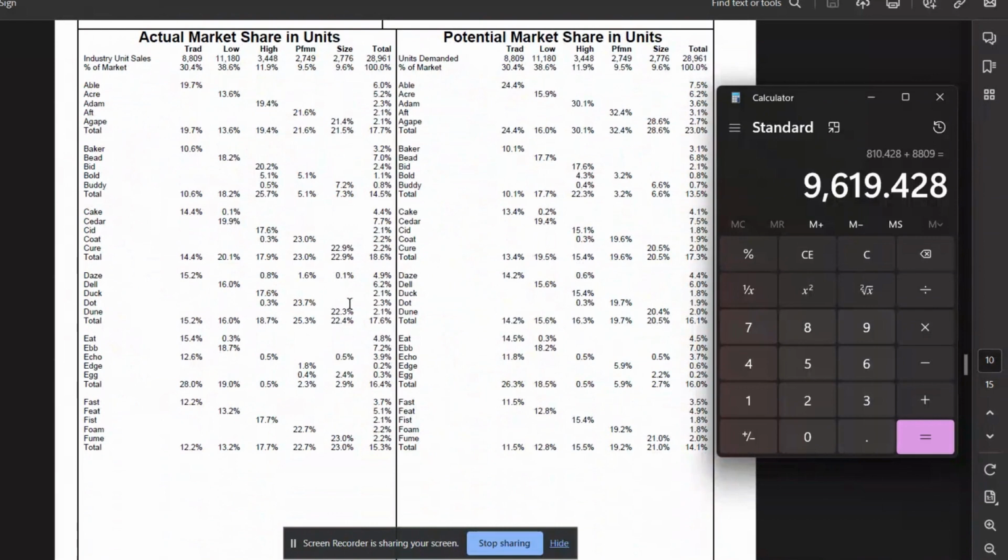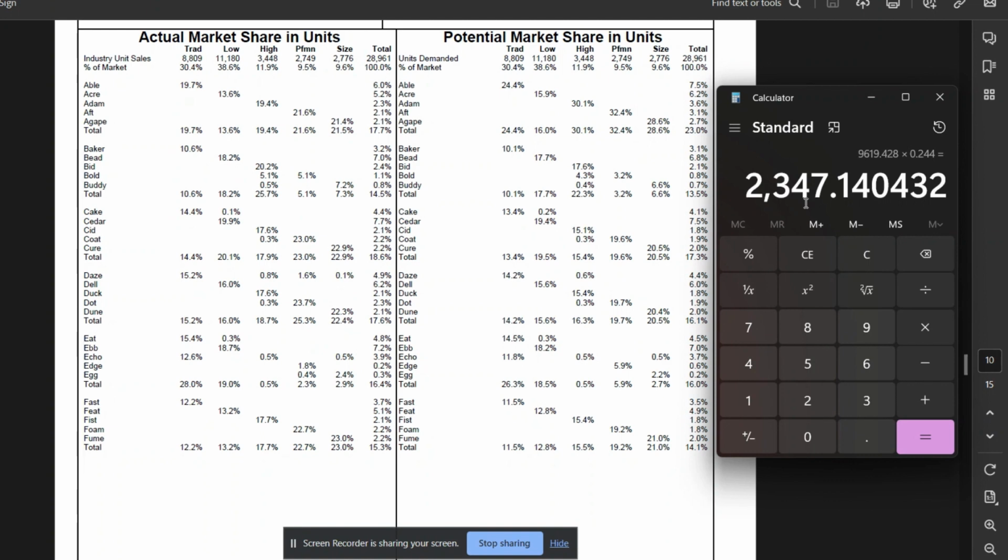When you scroll down your Capstone Courier of that same round, you get data called potential market share in units. Here you can see that for your traditional product Able, your potential market share in units is 24.4. So please multiply this number, 0.244, into this value, and this is your result.